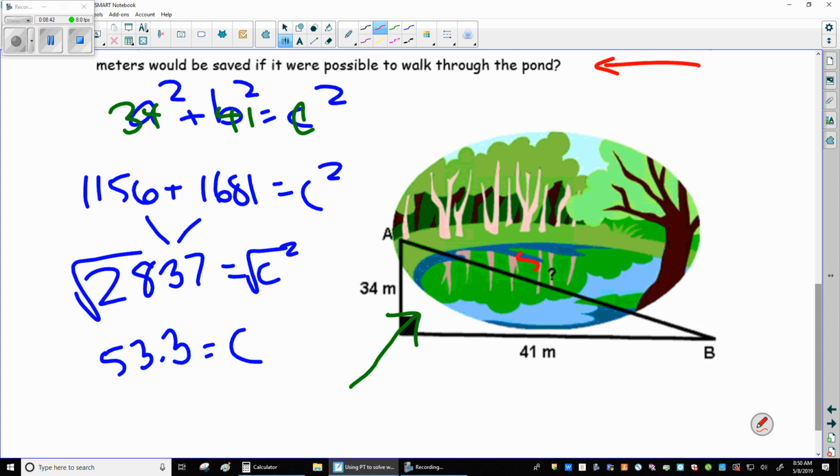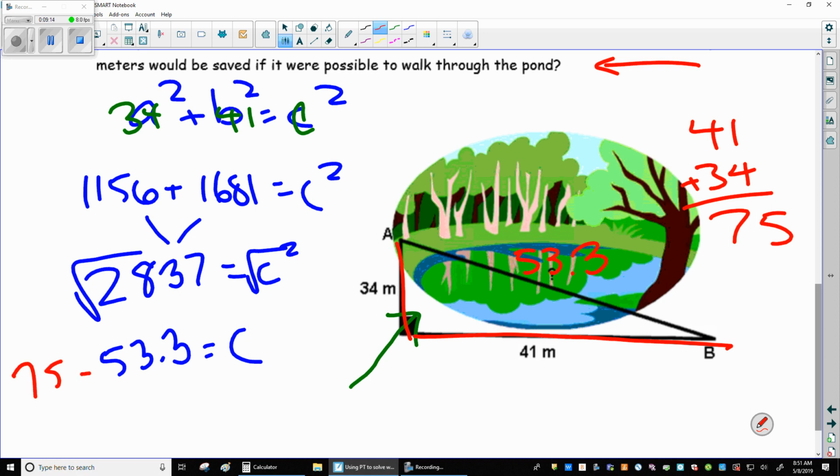So if this is 53.3, I don't want to walk through the pond, obviously, because I don't want to get all wet, unless I got some of them fancy muck boots. Don't I usually have to walk like that and like that? So how many meters am I actually walking if I'm going to do the way that I'm supposed to do? I'll obviously got to add up 41 and 34 to figure out that you're walking 75 meters. So how much am I saving if I go through the pond? Well, obviously that's just going to be 75 minus 53.3.